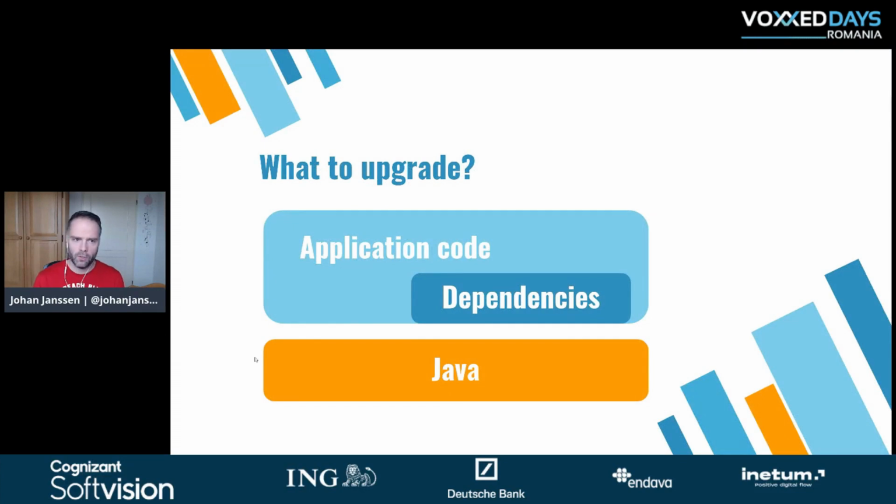Then a bit on what do we need to actually upgrade. If we look at an application in general, you have some application code and you have some dependencies, unless you're really adventurous and build the entire application yourself and don't use any dependencies. And then we have Java or the JDK or the JRE, whatever you're running on, and something is removed there. So then either your application code or your dependencies might break because they use something that's actually being removed.